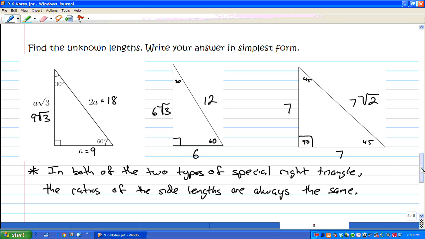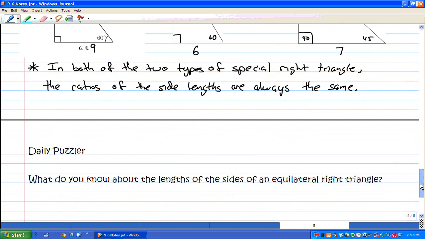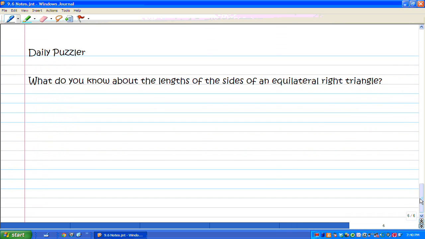All right, now it's time for the Daily Puzzler. What do you know about the lengths of the sides of an equilateral right triangle?